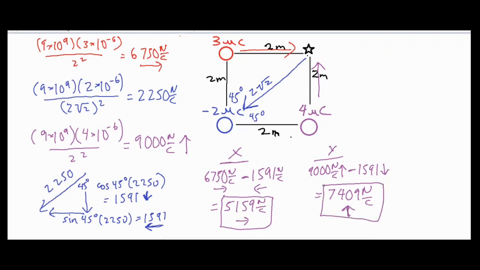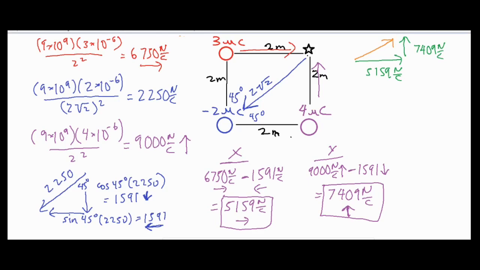Now, anytime you have a horizontal and vertical component, you're going to want to add them up as vectors with the tip-to-tail method. So we're going to go over to the right 5,159 newtons per coulomb. And then we have a vertical component, which should be longer, 7,409. And then our final resultant vector is right over there.